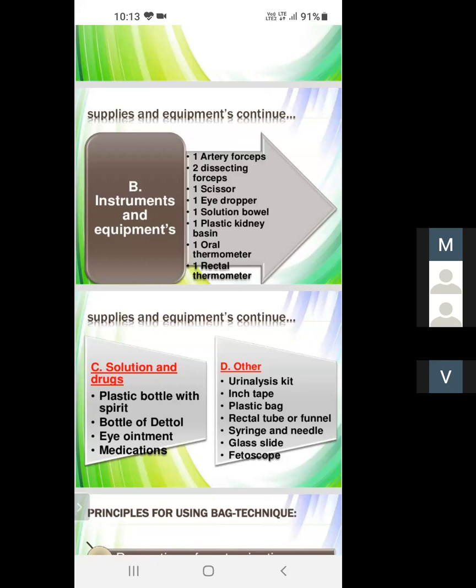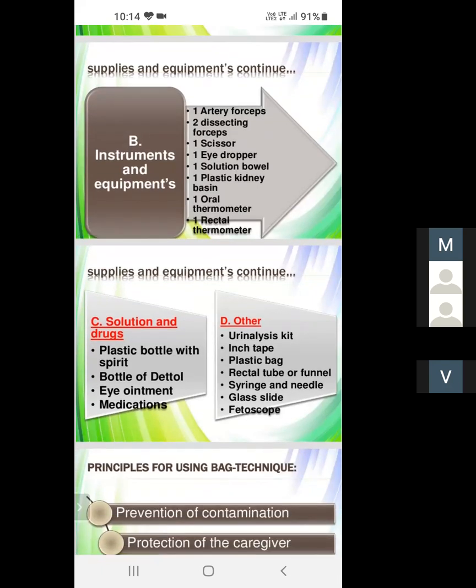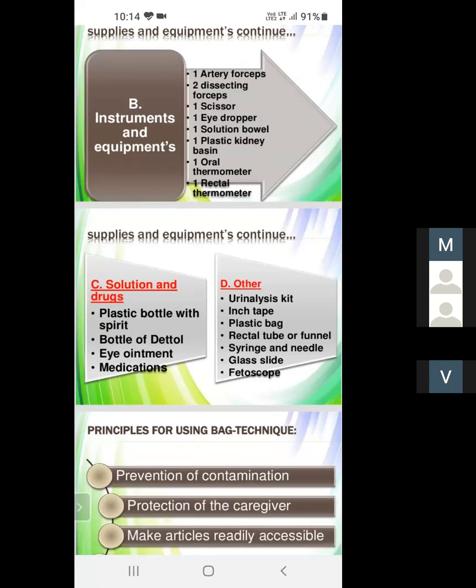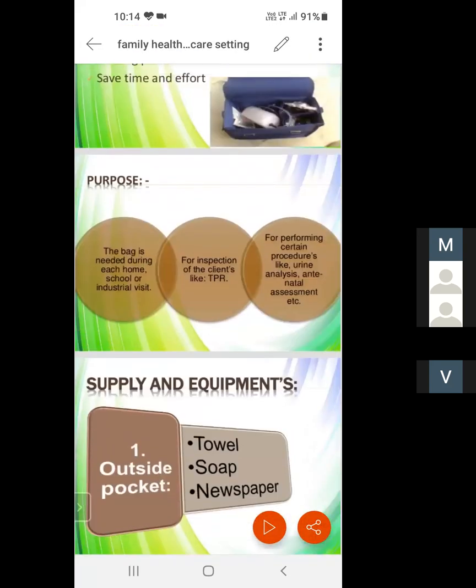It means one glass tube is there. In that tube, we want to take the urine and put 2 drops of the liquid, and the color will change. Okay, that time we can analyze whether the patient has sugar or not. When you come there, I will show you the procedure. Okay, urine analysis kit, inch tape, plastic tape, rectal tube or funnel, syringe and needle, and glass slides. Okay, this is another packet. Now understand how many instruments are in that bag.